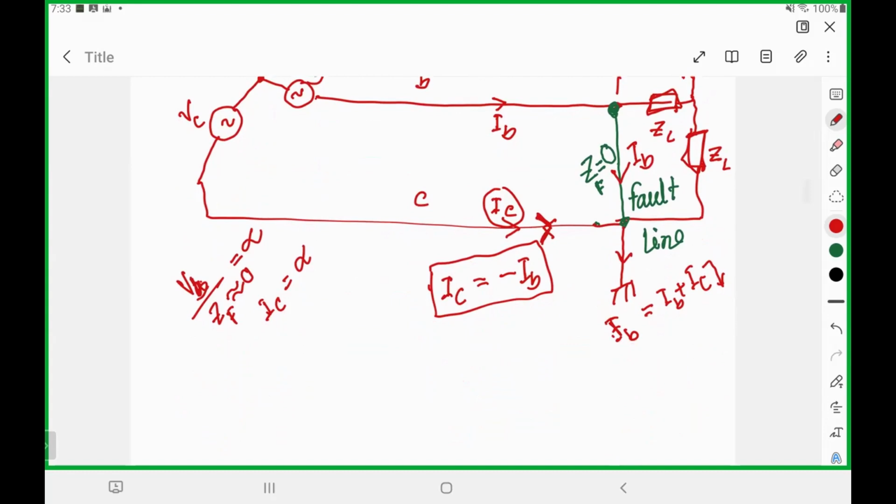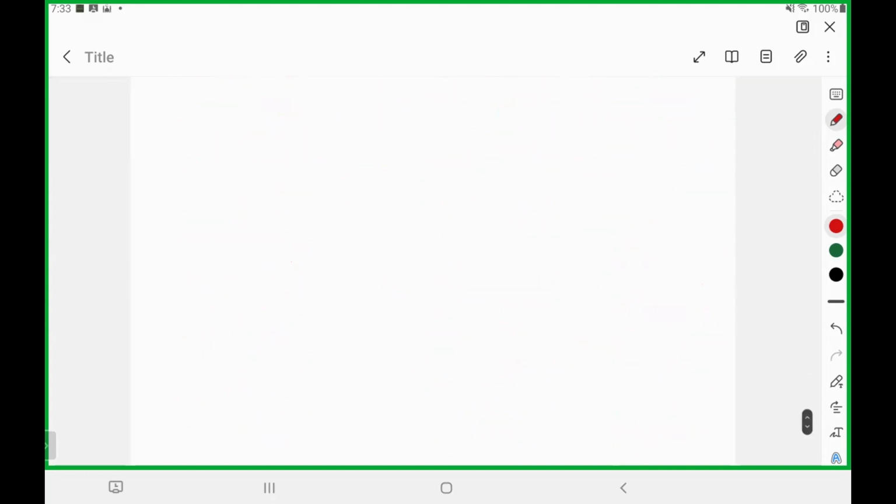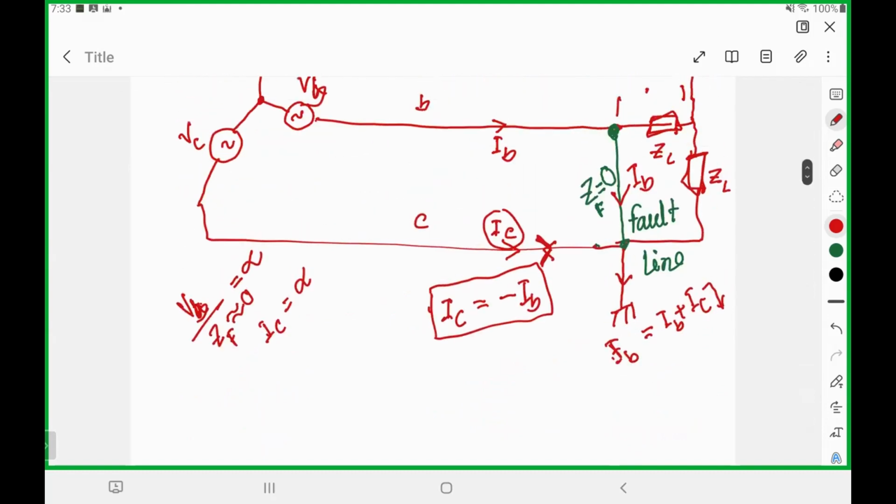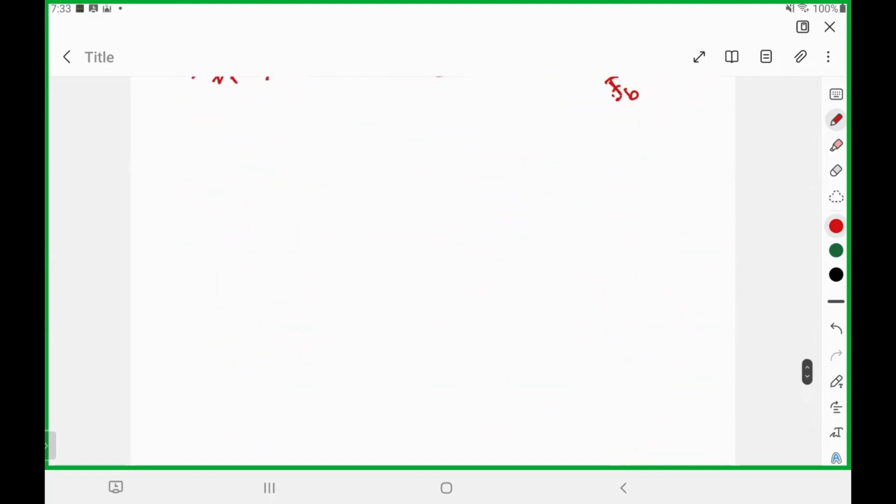So now let us continue our discussion from here. I want to start our concept to analyze this circuit. I want to understand how we can analyze this circuit. Now, starting from the balanced three-phase system, balanced three-phase system.